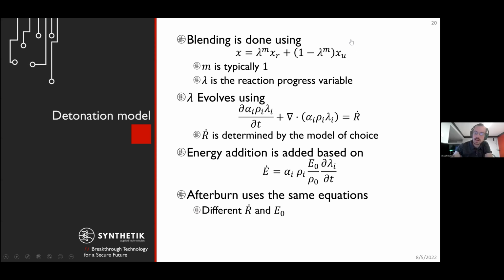So saw it kind of before with the pressure, but typically our blending between unreacted and reacted states are done in this manner here. So we have reaction progress variable to some exponent typically, which is 1, m, and then we have 1 minus that is our unreacted weight. And then we evolve lambda with standard advection, and then we have a reaction rate as well. So R dot is really what changes here. So that's determined by whatever model you pick.